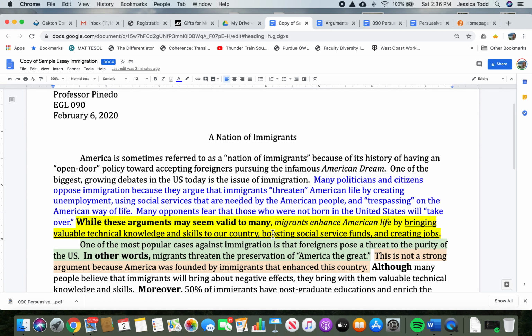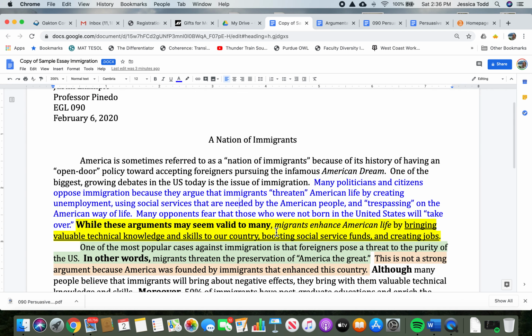And then finally in yellow, we transition into our side or our belief. Notice that this first part in bold is the transition that connects the blue, which is the opposing side, to the yellow, which is my belief as a writer, okay? So it says, while these arguments may seem valid to many, when the writer says these arguments, it's referring to the opposing side's arguments that they just talked about. The use of while tells the reader that this is a contrast, right? So this is going to be the opposite of what I truly believe.